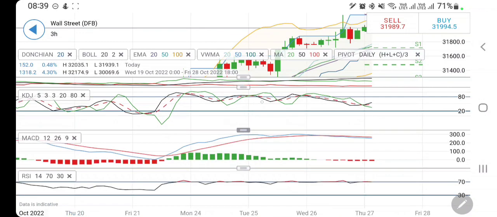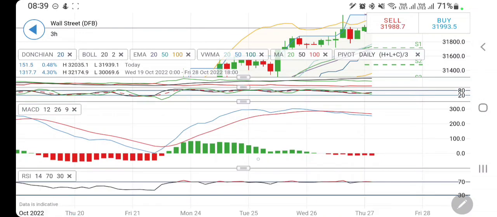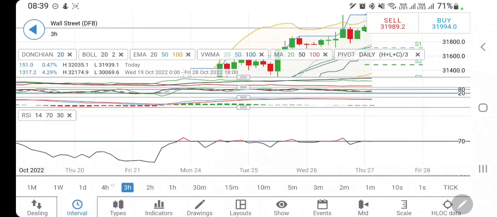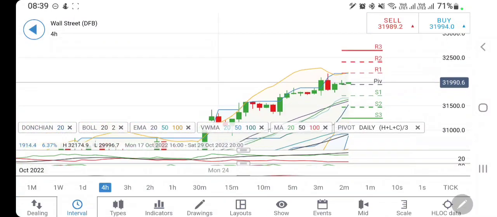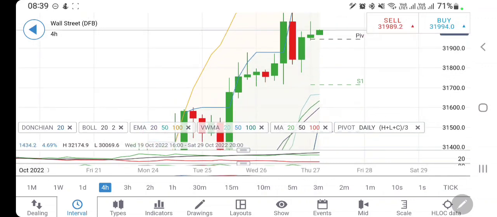Directional movement bullish, stochastic looking upwards. The MACD has crossed over. It is trading with divergence and it is trading bearish. RSI trading near the overbought levels. And if you look at the 4-hour charts.